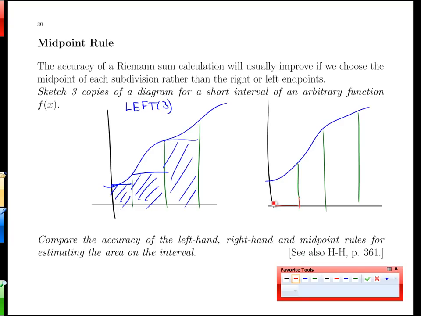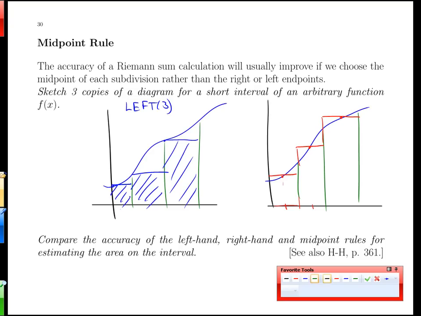If we do the midpoint rule, the rule says on each interval, don't go to the right, don't go to the left, go to the midpoint. Go up to the graph there and build a rectangle out of that height. Go to the midpoint, go up to the function, build a rectangle out of that height. Go to the midpoint, build a rectangle out of that height.